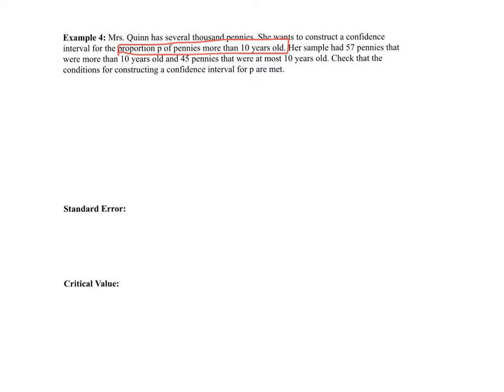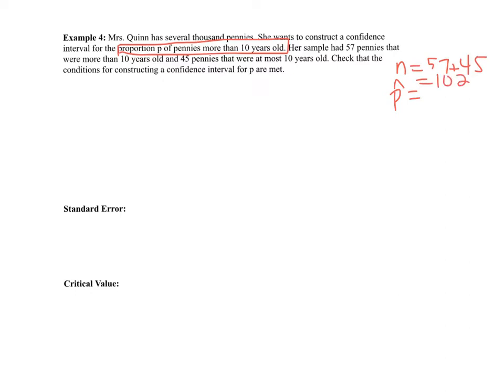However, before we check the conditions, and this is going to be true for any confidence interval, we always need to figure out a few things. We need to figure out what our n is, our sample size, and we need to figure out our p hat. So that is the first thing that we must do. You'll notice that two of our conditions actually involve a few of these things. So my n is going to be my total sample size. So be careful on this. It's not 57, it's not 45. It's actually going to be the sum of those, which is going to be 102.